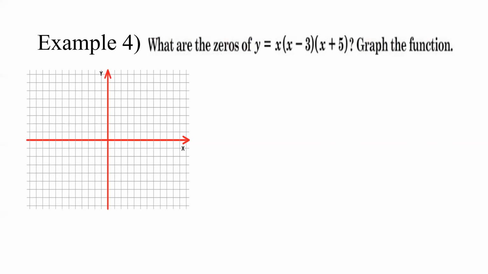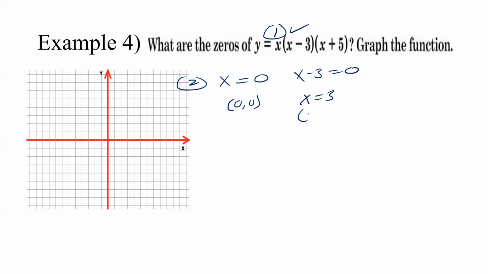All right, welcome back. Thank you for participating. So step 1 is to make sure it's factored. Check. Step 2 is to take each factor set equal to 0 and find your x-intercepts. x equals 0, so 0, 0. We have x minus 3 equals 0. That gives us x equals 3, which gives us 3, 0. And then we have x plus 5 equals 0. That gives us x equals negative 5. So we're at negative 5, 0.